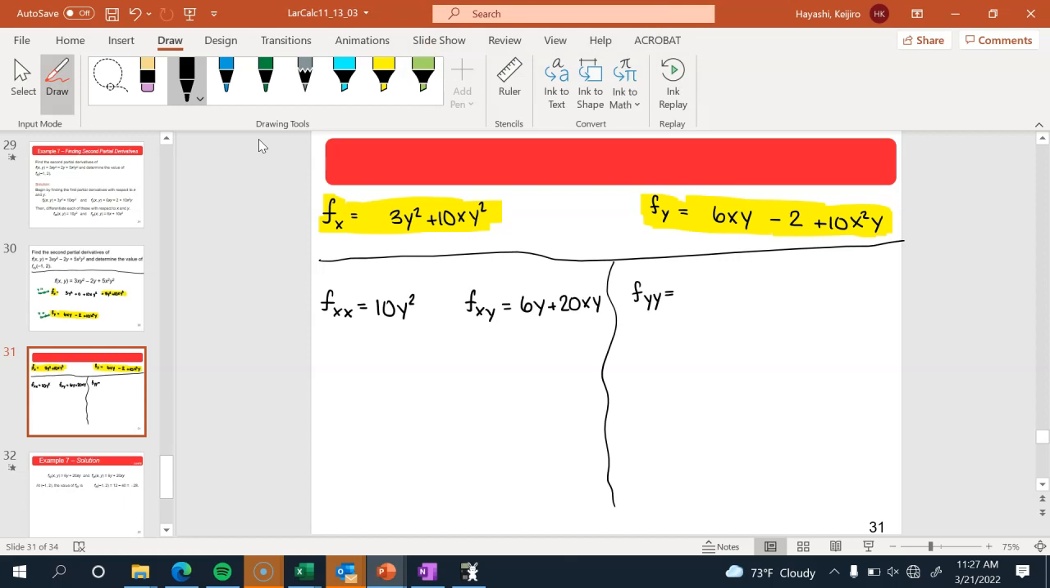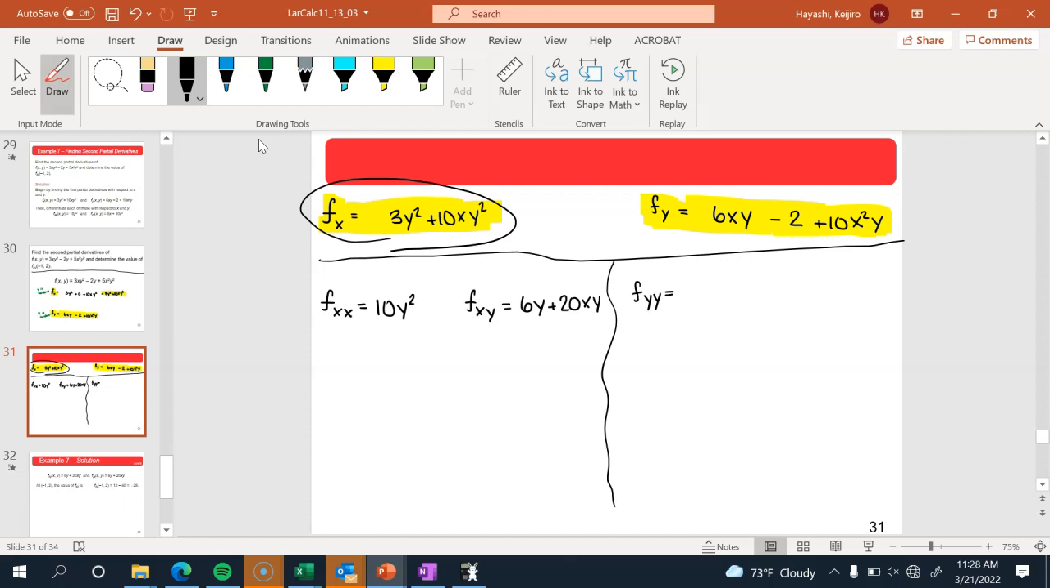So for the next partial derivative, you take this first partial derivative, the one that's with respect to x, and then with this you take the derivative with respect to y. So the first one is with respect to x, which is how we got here in the first place. So this is not the original function. This is the first partial derivative with respect to x.